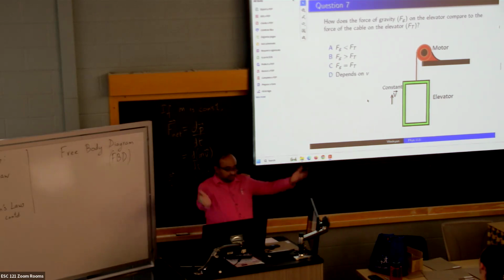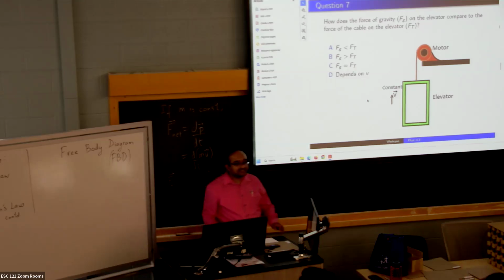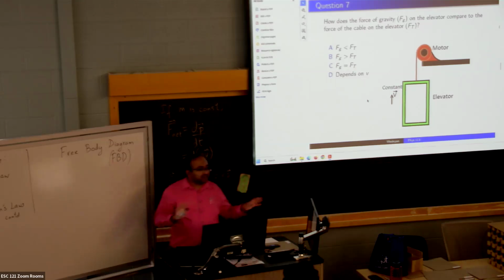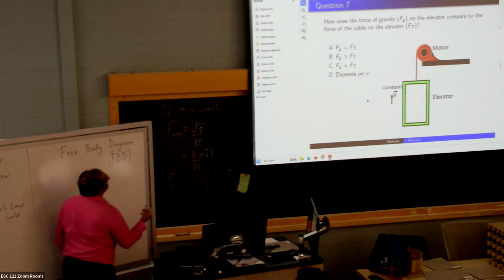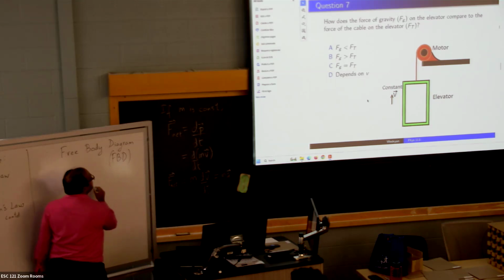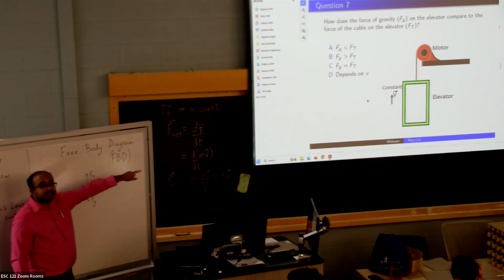All right, show me what you think. Okay, mostly for C, C is correct. The idea here is that we're ignoring air resistance, so that's not an issue. In that case, what are the forces acting on the elevator? Force of gravity, force of tension. And the velocity is upward and constant.